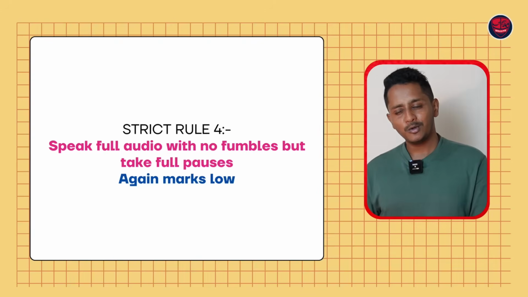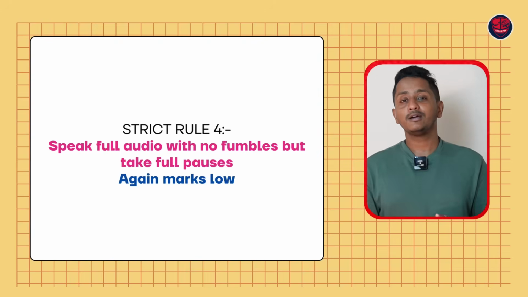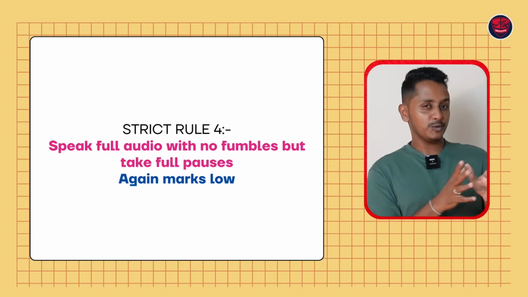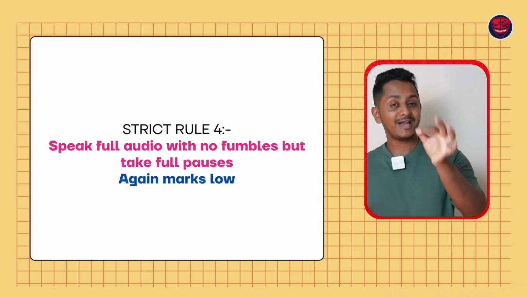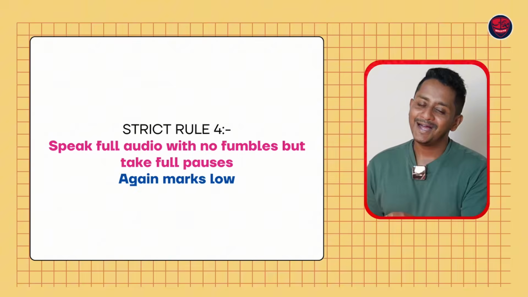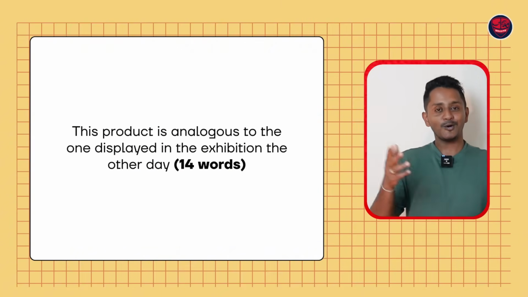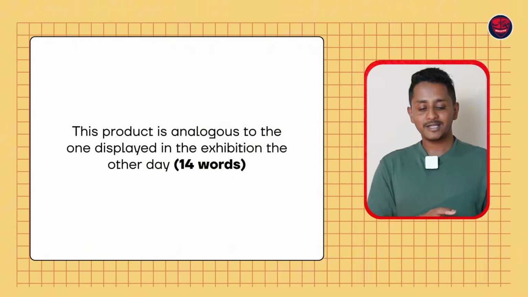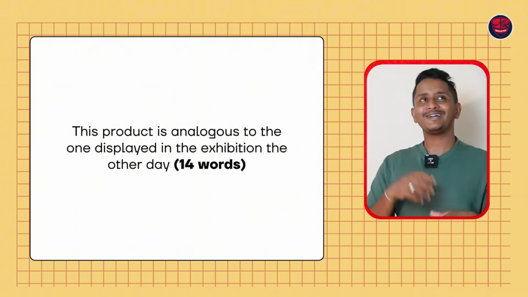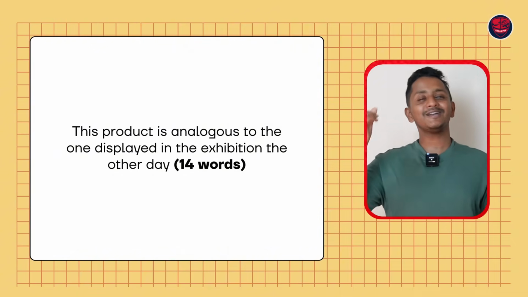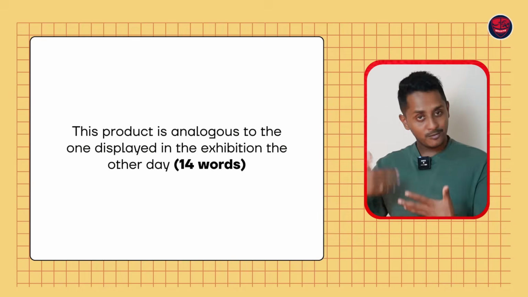Remember this. The next rule is the strict rule number 4. Very, very important. Speak the full audio. You spoke everything perfectly with no fumbles. Ideally, you should get good scores. But again, because of this rule, you end up getting low score because you're adding a lot of pauses. Meaning, if this is the question, this product is analogous to the one displayed in the exhibition the other day, and you try to speak because you're recollecting the data. What was the first word? What was the second word? In doing so, you're buying a lot of time.